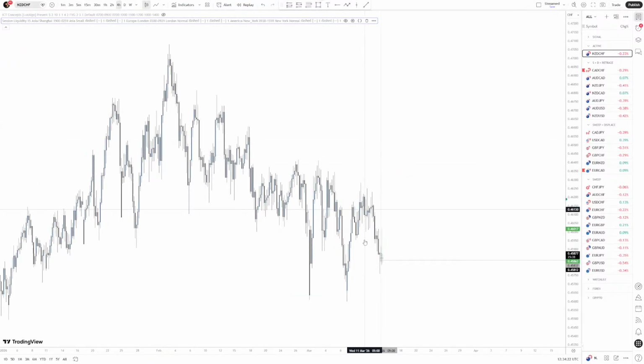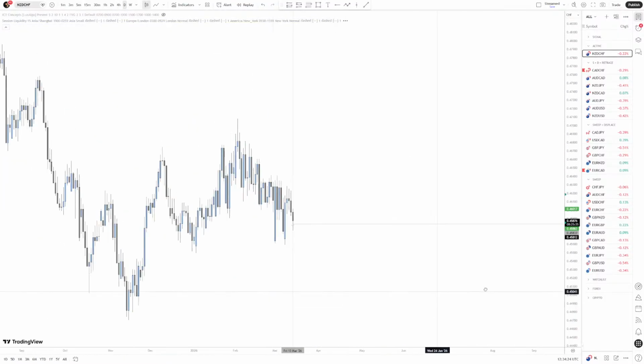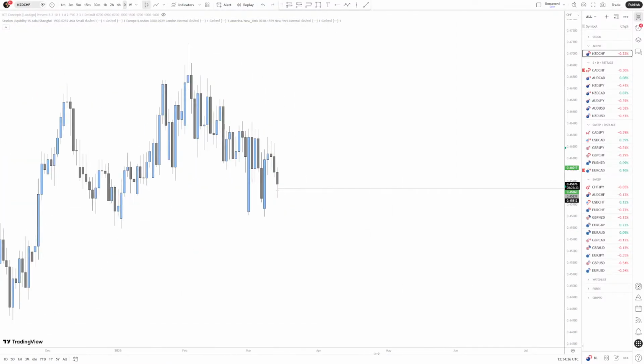Another reason why I like this buy is because when you zoom out, you can see. I can remove this vertical line now.